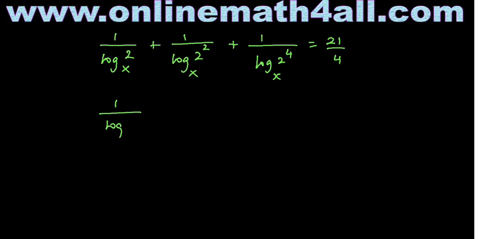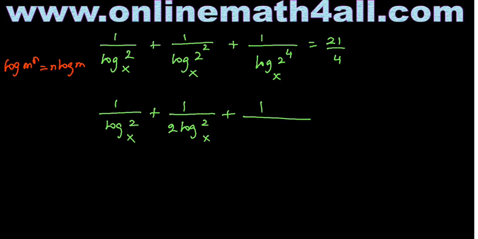1 over log 2 to the base x, positive 1 over 2 log 2 to the base x, because I have taken this power in front of the logarithm, because there is a fundamental law in logarithm, that is log m to the power n is equal to n times log m. That is what I have applied here. The same thing I apply here. 4 times log 2 to the base x is equal to 21 over 4.